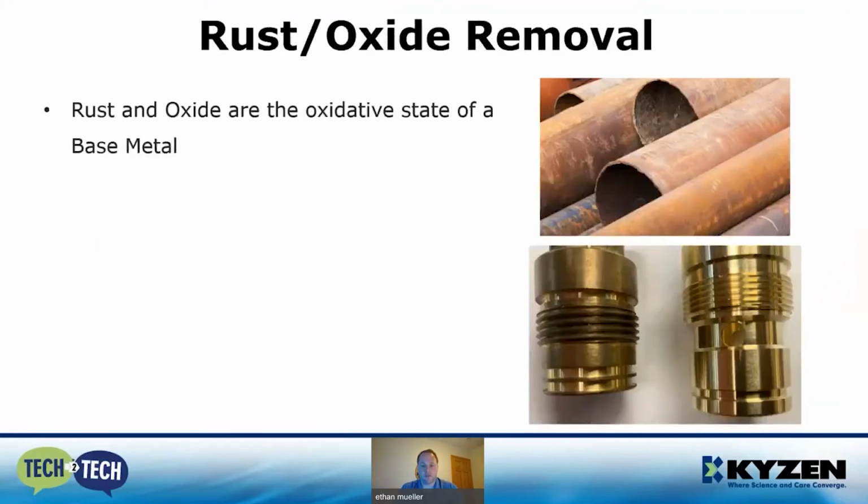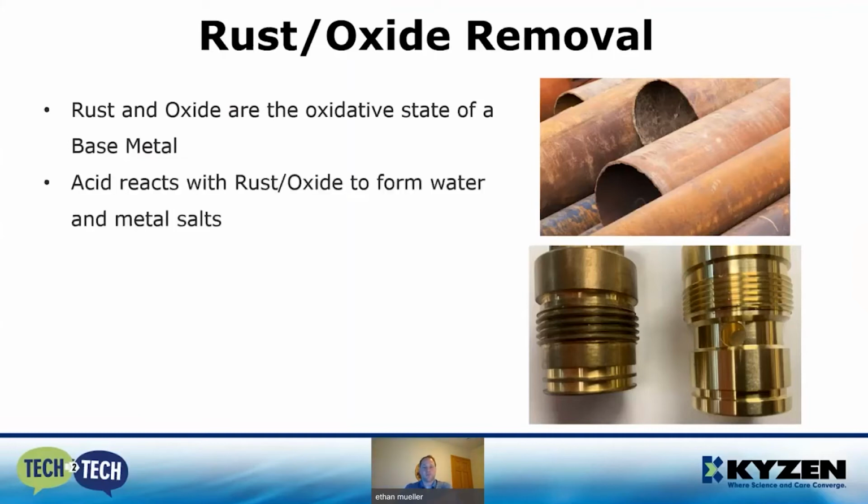So rust and oxides. What are rust and oxides? Really, it is the oxidative state of the base metal. So your metal has reacted with the oxygen in the atmosphere, forming this oxidative state. Sometimes this is desirable or not problematic. Other times it's going to impact our downstream processes, such as our plating processes or our painting processes. So we want to remove them to give us a nice active metal surface. And we call upon acids to do this.